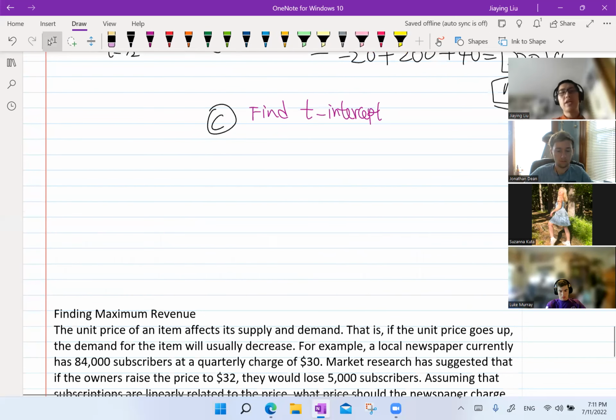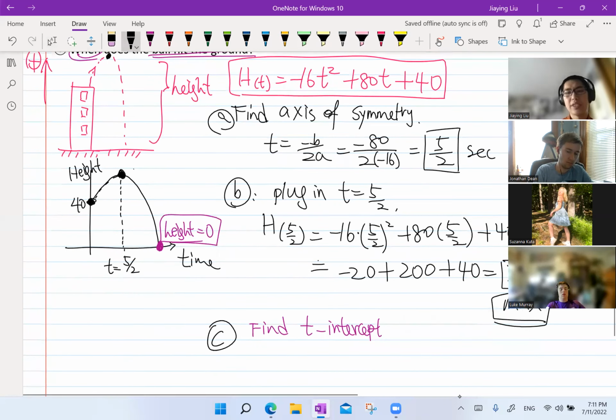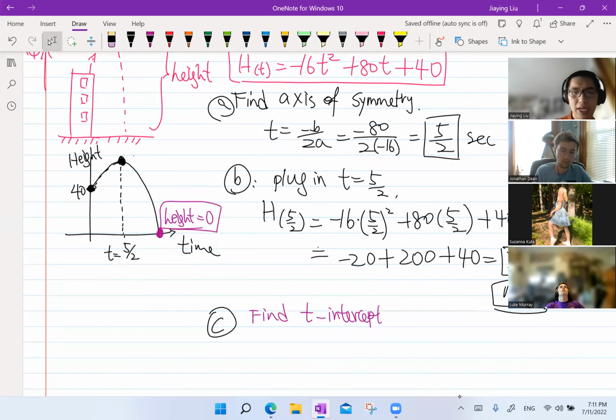So that's how we're going to figure out when the ball hits the ground: when we find the x-intercept, or t-intercept in this case. Well, how do we find the x-intercept in general? We set y equals 0, right? In this case, when we find the t-intercept, we're going to set h equals 0. So set h of t equals 0.